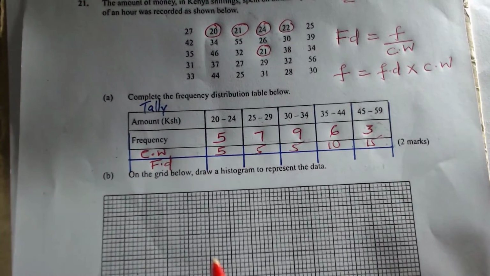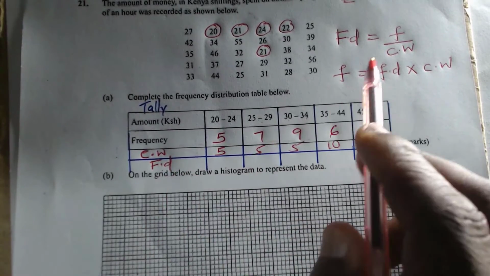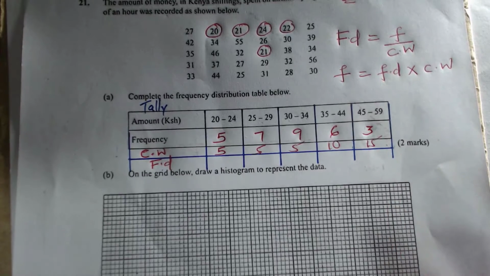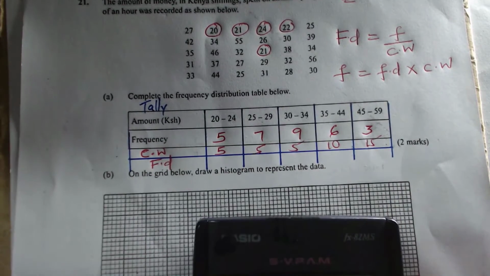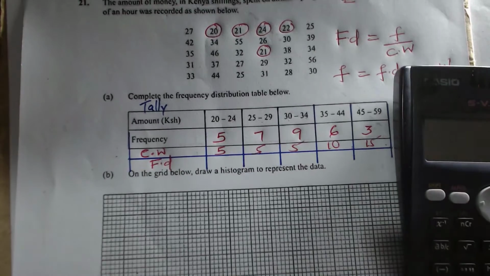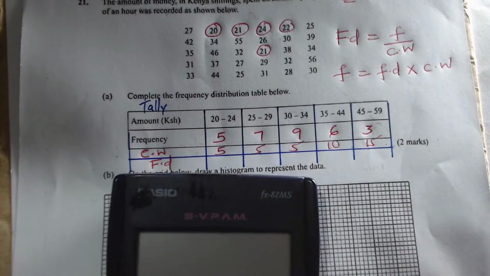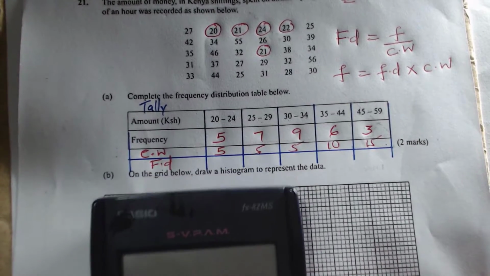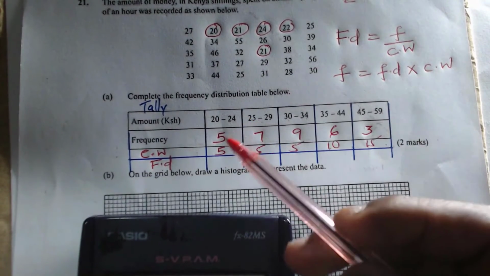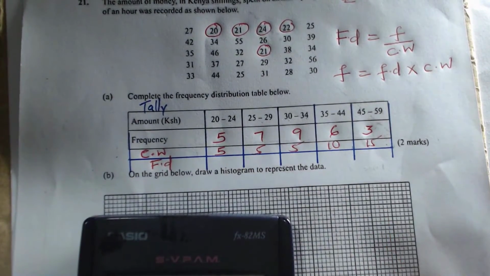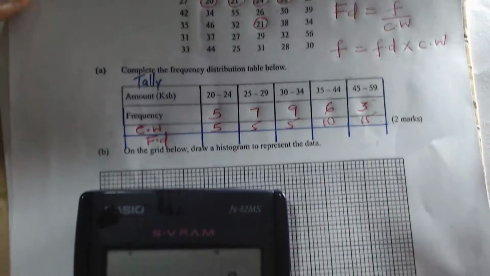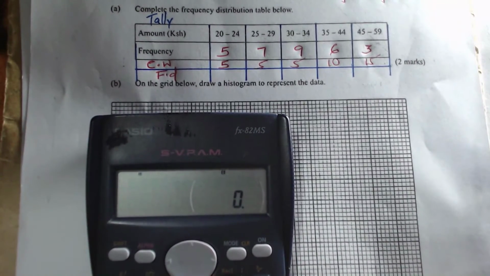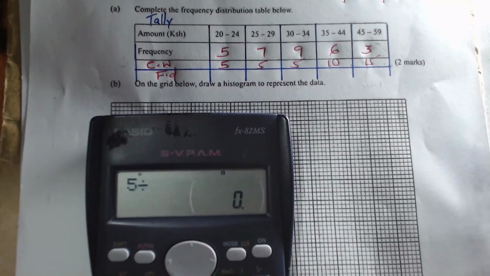After you've done that, now we can calculate the frequency density. Frequency density is obtained by taking the frequency divided by the class width. So you have to use a calculator to do this. Like the first one, you take frequency, which is 5, divided by 5.